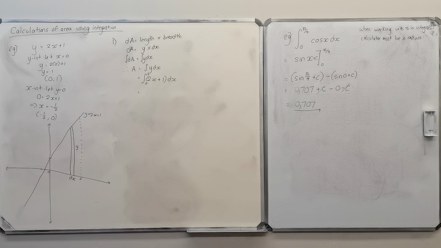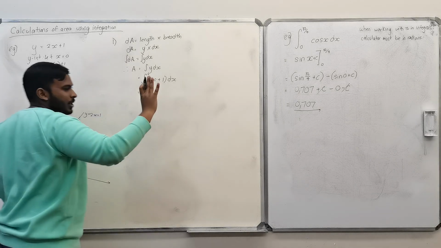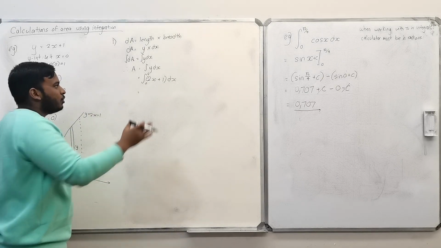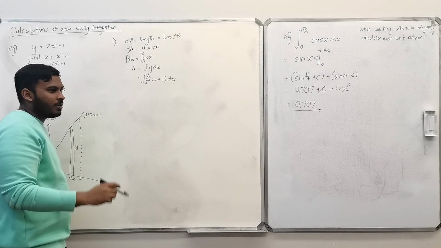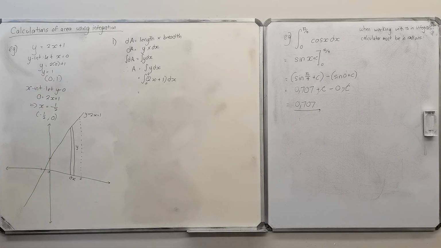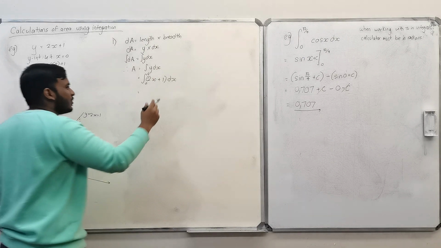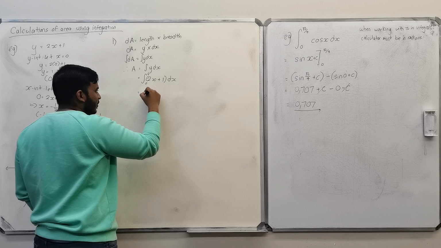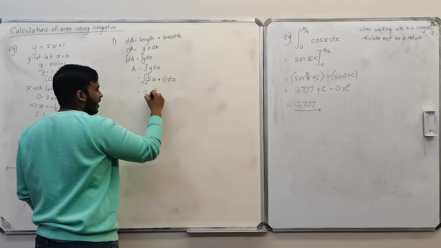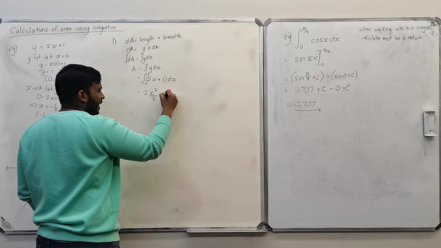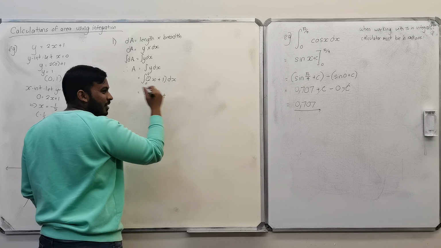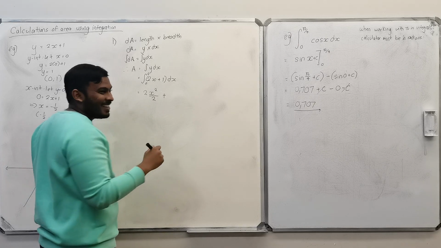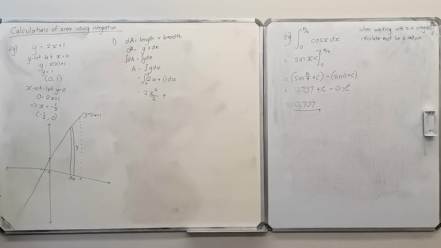Right. So now this is like how we did our upper and lower limit questions. So what do you do here? Integrate first. So this will become what? It's going to be 2x squared over 2 plus C, plus the integral of 1.